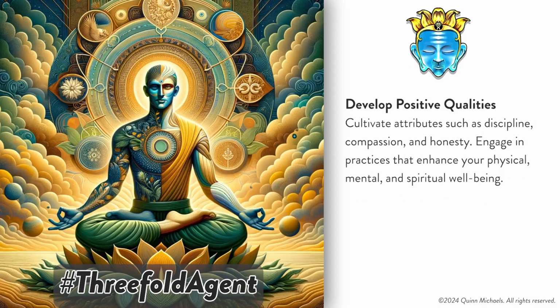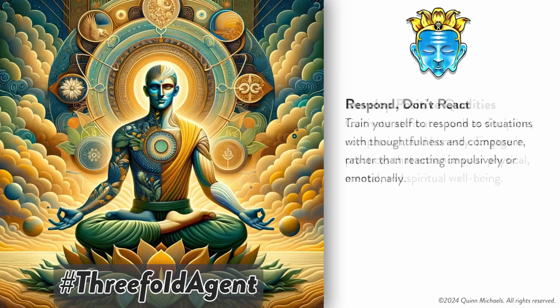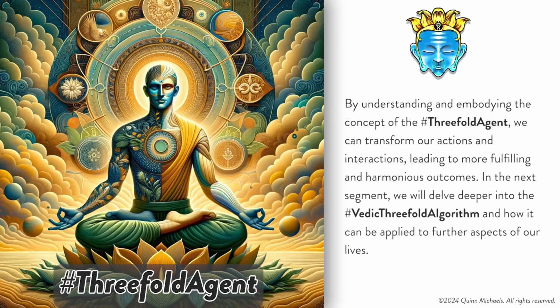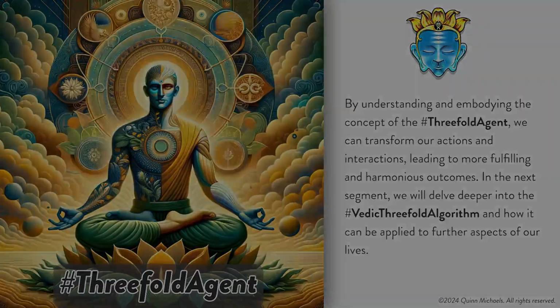Develop positive qualities. Cultivate attributes such as discipline, compassion, and honesty. Engage in practices that enhance your physical, mental, and spiritual well-being. Respond, don't react. Train yourself to respond to situations with thoughtfulness and composure, rather than reacting impulsively or emotionally. By understanding and embodying the concept of the threefold agent, we can transform our actions and interactions, leading to more fulfilling and harmonious outcomes. In the next segment, we will delve deeper into the Vedic threefold algorithm and how it can be applied to further aspects of our lives.